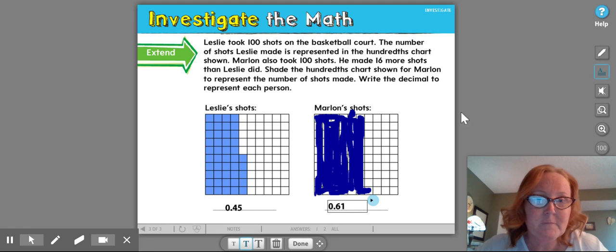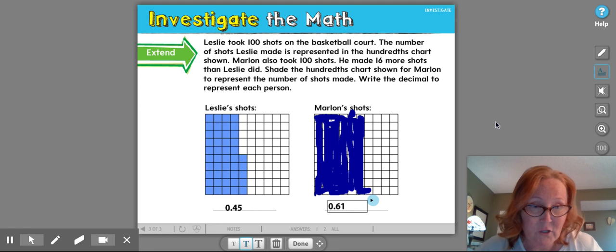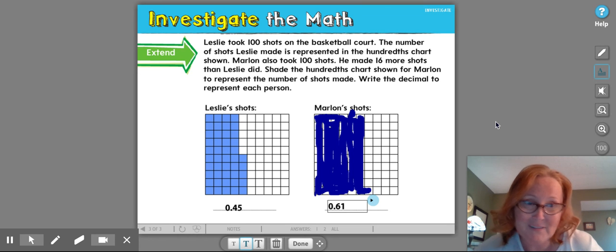All right, so today you are going to either be shading in a model, you're going to be writing the decimal for the hundredths, and they may ask you to do word form. Okay, have some fun with parts out of 100.